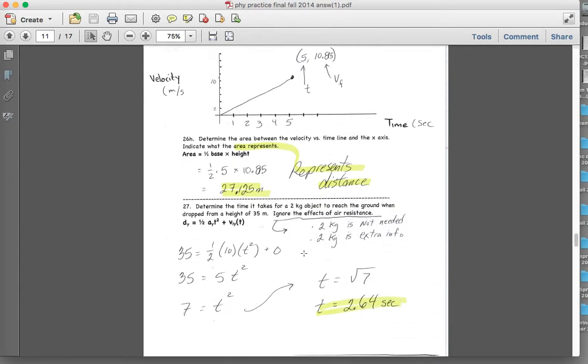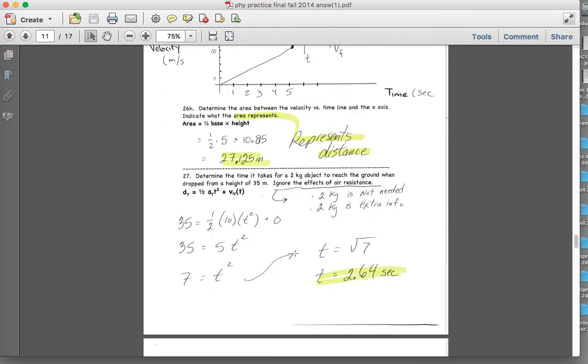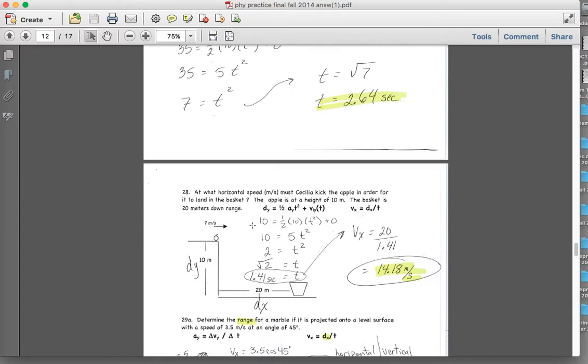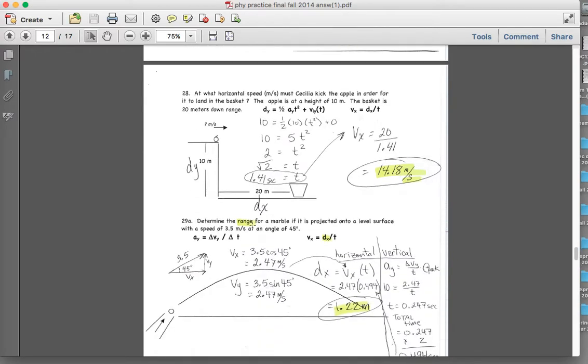27, a little tricky. Well, not really tricky, but when it says ignore air resistance, the mass of the object doesn't matter. Could be a golf ball, could be a tennis ball, could be a marble. It doesn't matter. So we will do some problems where we consider air drag, but we'll look at that beginning second semester.